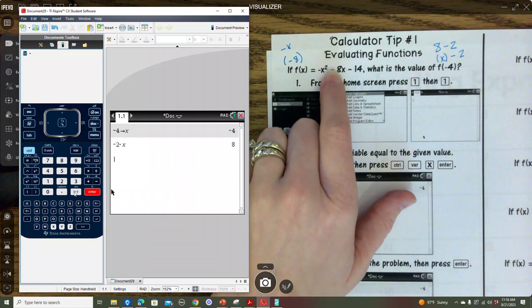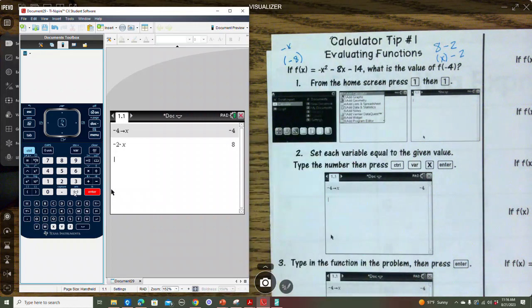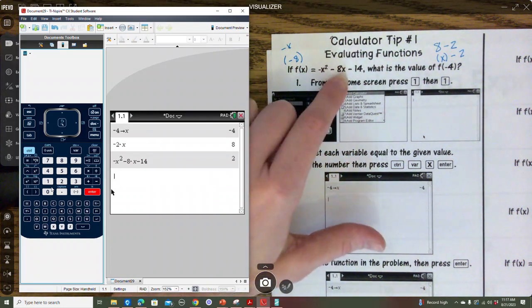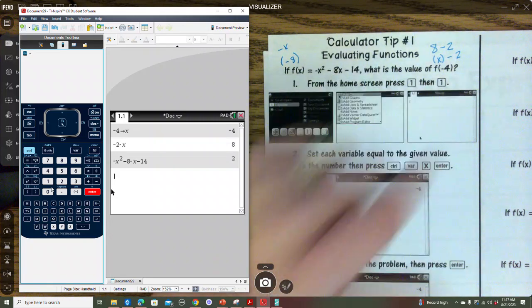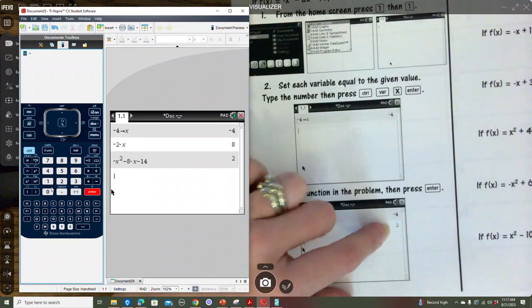So now I can evaluate this. If x was switched out with a negative 2, I can just type that whole thing in. So negative x squared is right here next to the 4, and that works just for an exponent of 2. If we need another exponent, we use what we call the caret top key. That's right here, and it's next to the x squared. But negative x squared minus 8x minus 14 gives me a 2. And that's it. If I evaluate this function for f of negative 4, its value is 2.